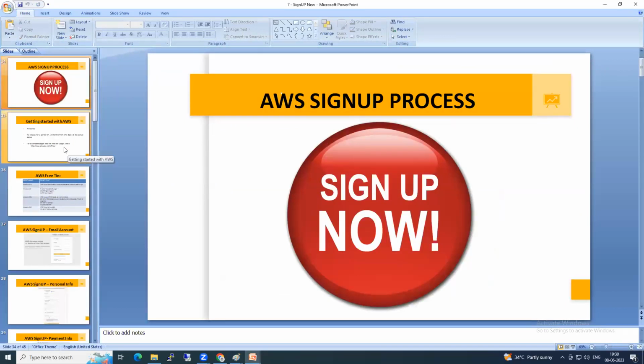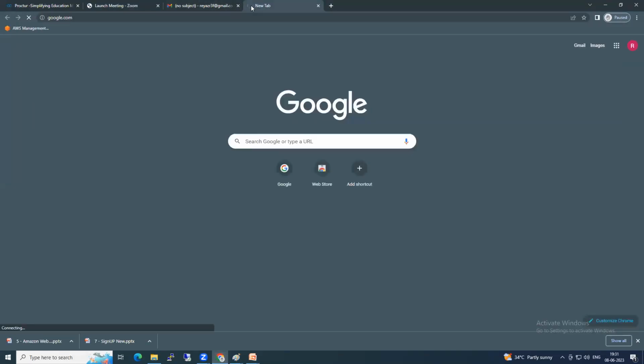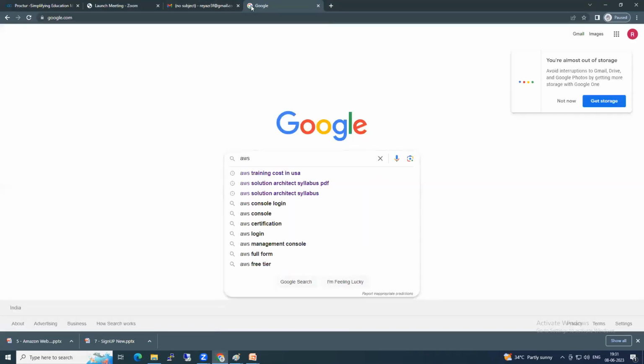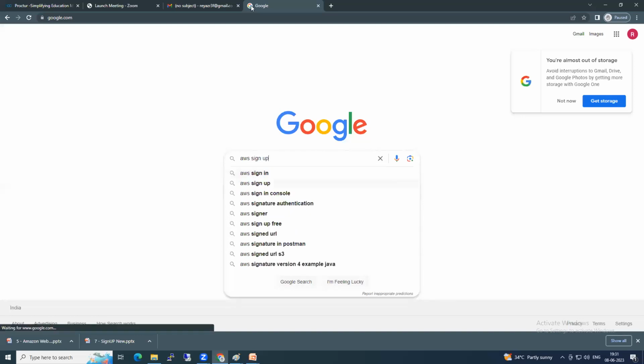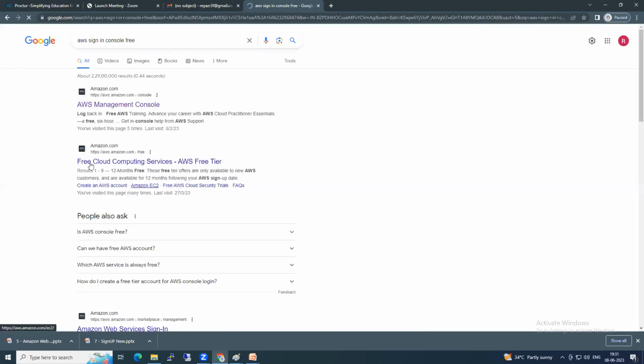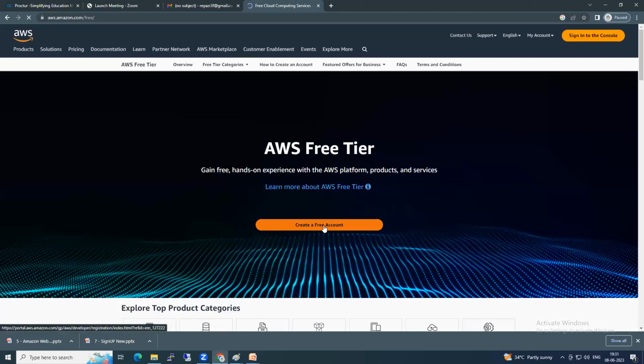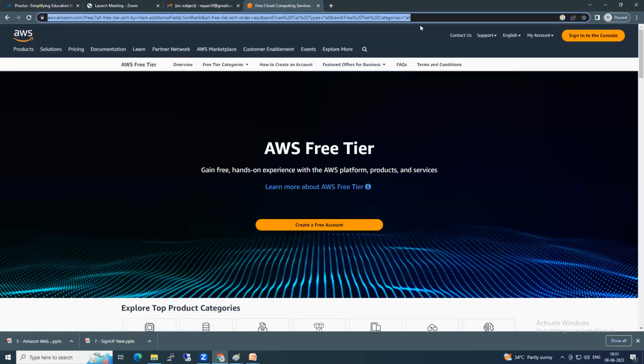So tomorrow onwards, guys, this is a PPT. Do you see this? How to sign up? Guys, go to Google and just type AWS sign up console. Or if you want, put free at the end. And do you see this here? Free AWS tier. Create a free account. Click on it. So I'm just putting this URL. Those who are asking, take this URL.